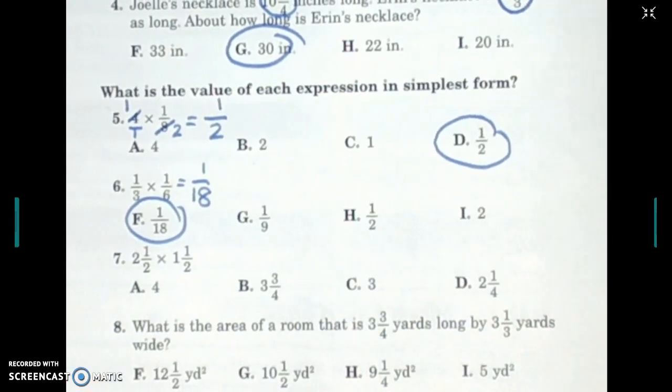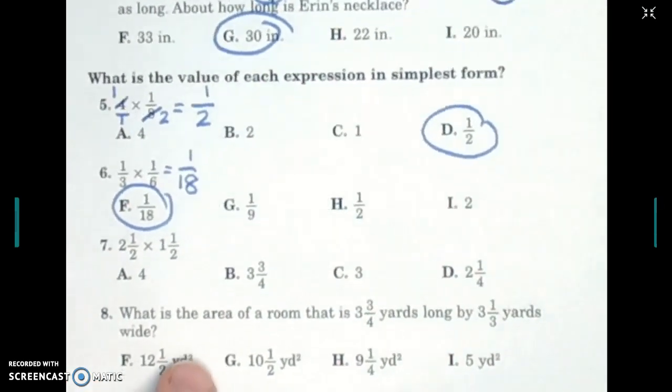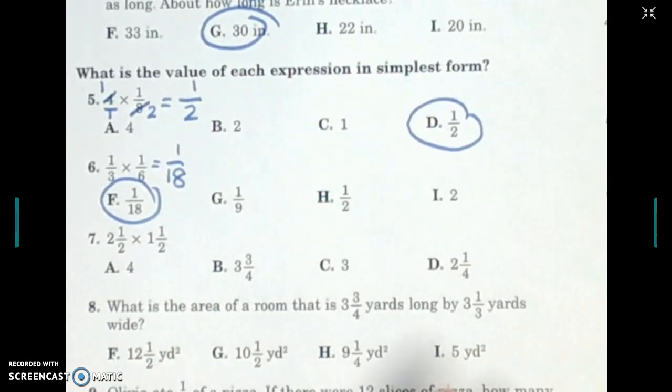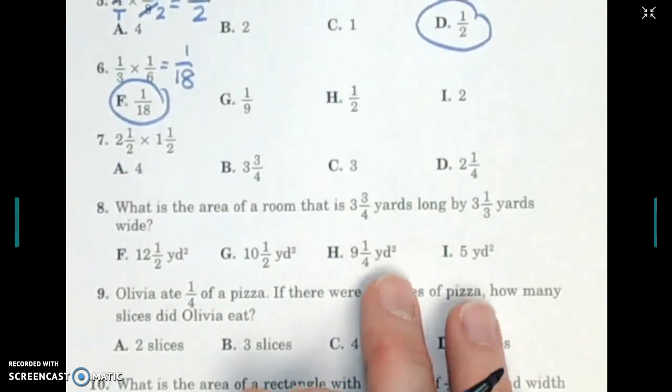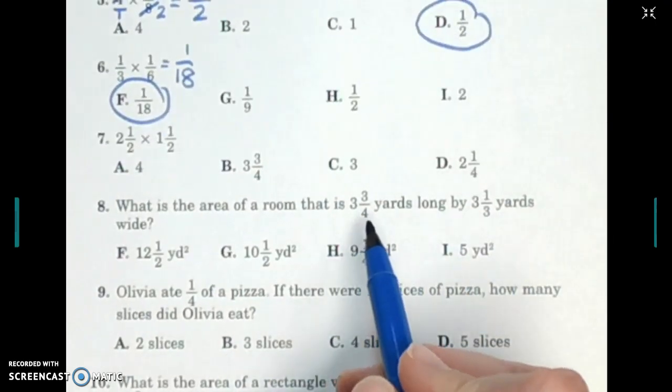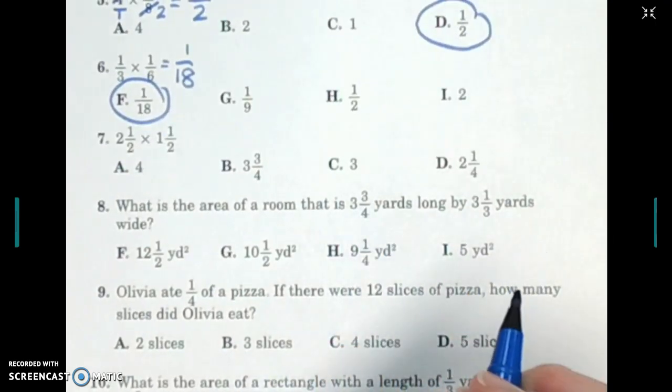What is the area of a room that is 3 3/4 yards by 3 1/3? So we need to change those mixed numbers to improper fractions. So 3 times 4 is 12. 12 plus 3 is 15. Ooh, I skipped number 7. We'll just do number 8 though.